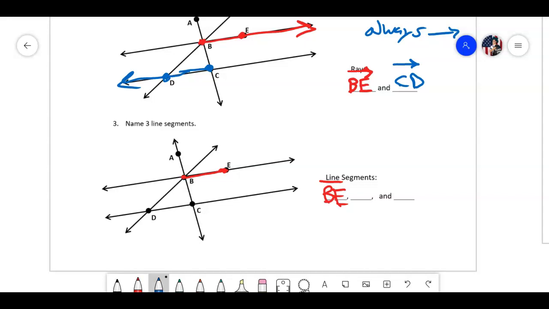Somebody else, give me a segment. B and C. BC, and I got to put the segment on top. And then I heard BA over here. So I just make sure I put no arrowheads on top of it. Okay? So that is segments. Okay, flip it over.